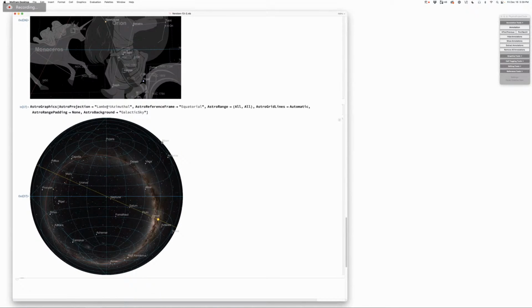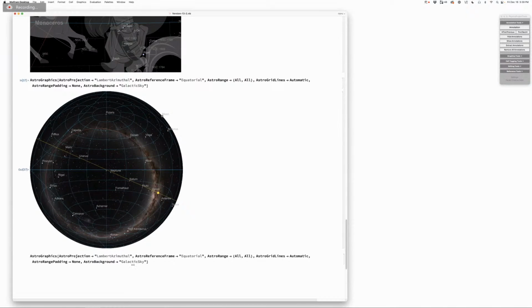So this is Lambert azimuthal projection, and you see there the Milky Way forming that red line, which is for the galactic plane, the plane of the galaxy, just as the blue line here is the equatorial plane, and the yellow line here is the plane of the ecliptic, the plane of the solar system. You see all the planets lined up along the plane of the solar system.